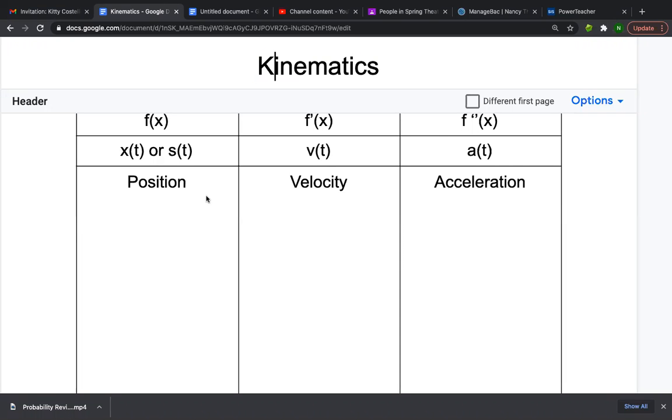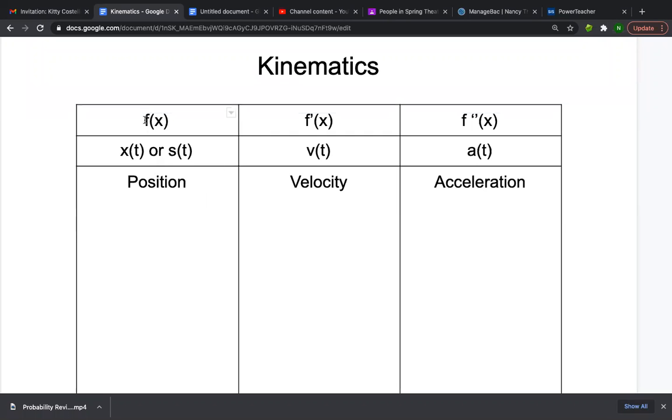Okay, so we're going to start by talking about kinematics, which is going to be very similar to what we were doing at the end of last semester. It just has a different name. So we'll start with just our original f of x function. F of x is now going to be known as our position function. Usually it's represented with x of t or s of t.